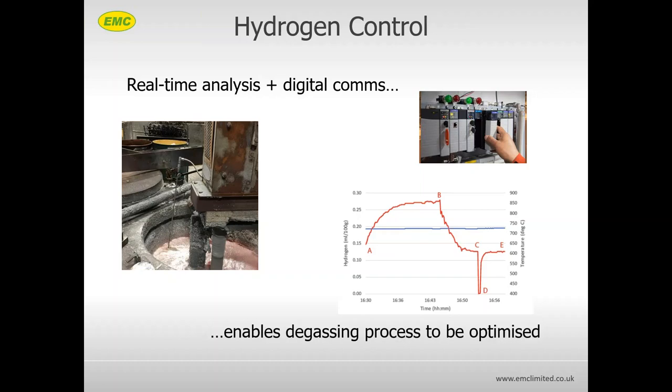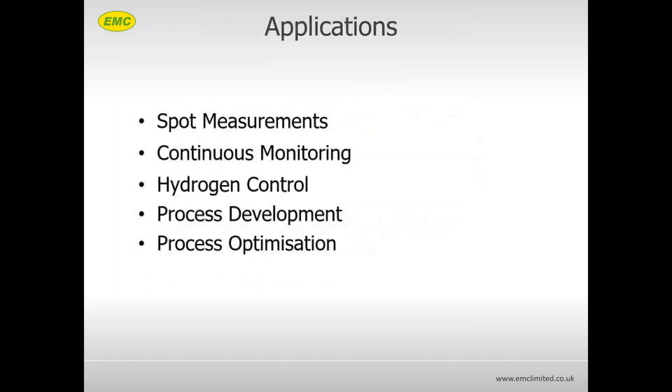So some of the applications for HiCal, well, obviously spot measurements, just a one-off measurement in a furnace or at a dip well. Continuous monitoring, as we've seen before. If we leave the probe immersed, it will faithfully follow any changes in hydrogen concentration. Hydrogen control when connected to a degassing unit. And all of these measurements can be used for process development or process optimization.